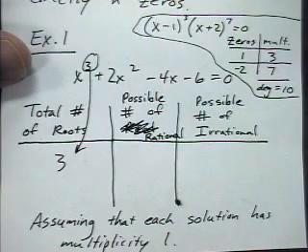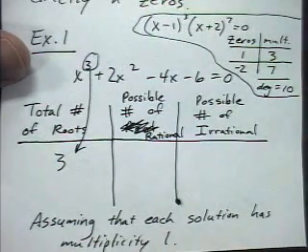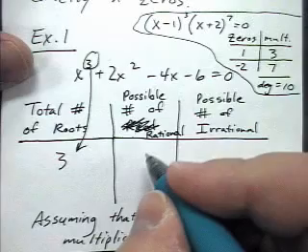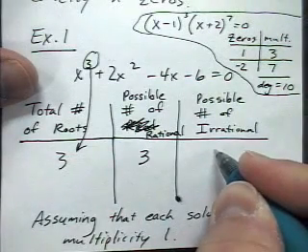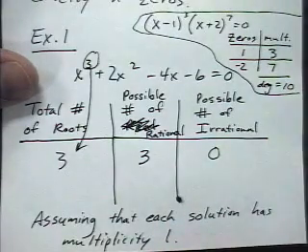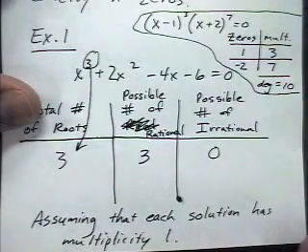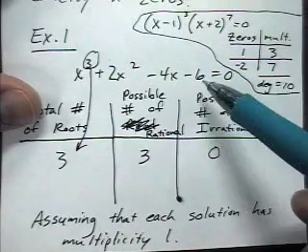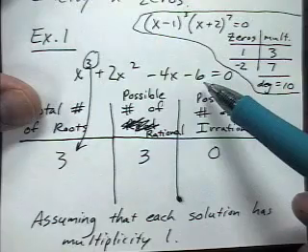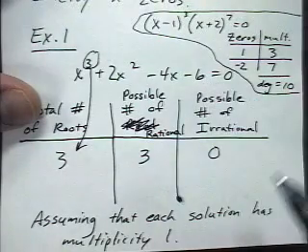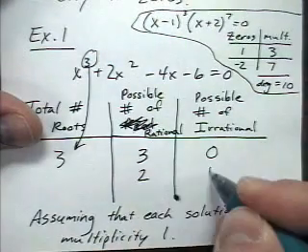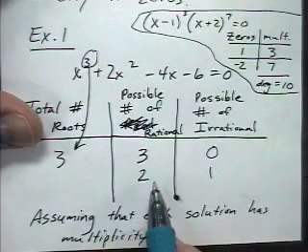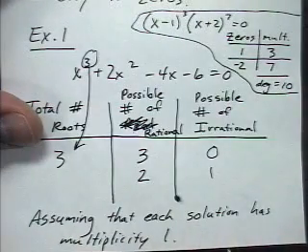Now, if we know that the solutions are rational and irrational, then how many of each can we have? Could we have 3 rational solutions and 0 irrational solutions? Well, sure we could. We could have 2, 5, and 1. I'm not sure what they are. I'm not going to factor this thing. We'll do that in a different problem. But we could have 3 different possible rational solutions. Could we have 2 and 1? Right? 2 rational, 1 irrational. That's still a total of 3, right?